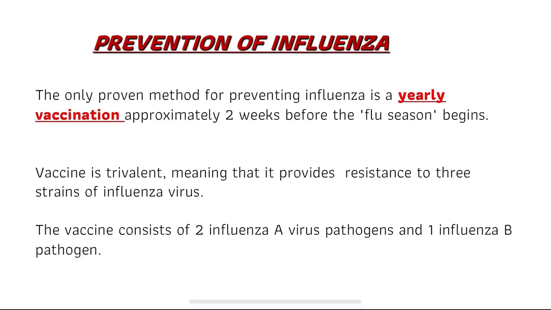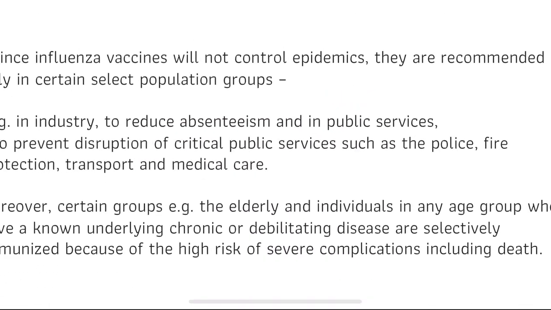And then the vaccine is trivalent, meaning that it is providing resistance to three strains of influenza virus, that is H1N1, H2N2, H3N2. The vaccine consists of two influenza A virus pathogens and one influenza B pathogen. So this vaccine contains two influenza A virus pathogens and one influenza B pathogen.